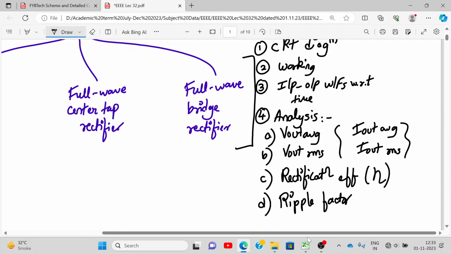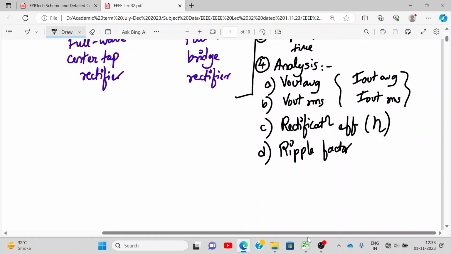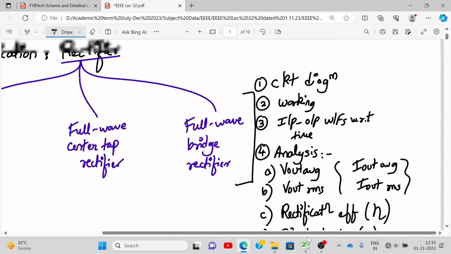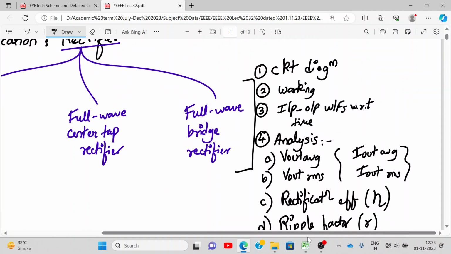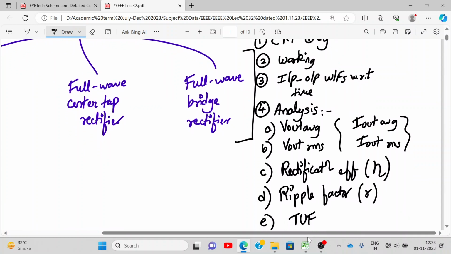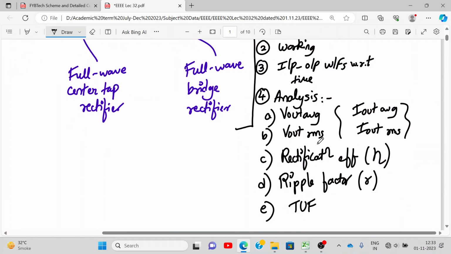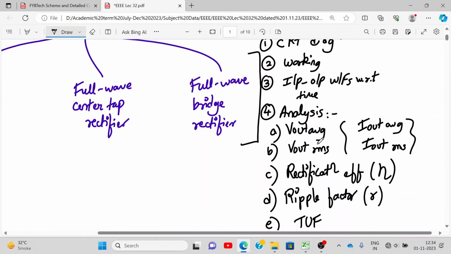The amount of AC content present in the output of the rectifier is the ripple factor, denoted by small r. And the last will be TUF, transformer utilization factor. Right now I'm not writing the full name. So for all the rectifier circuits, first the circuit diagram, its working, input-output waveform with respect to time. Then in analysis, you have to derive the expression for V out average, V out RMS, I out average, I out RMS, rectification efficiency, ripple factor, and TUF. You don't have any numericals for it, but derivations are there in the exam. Is that fine?